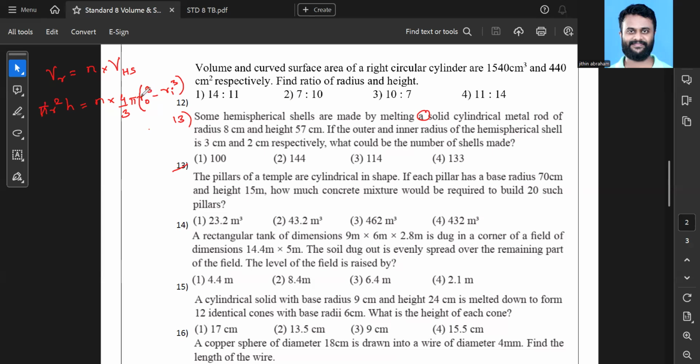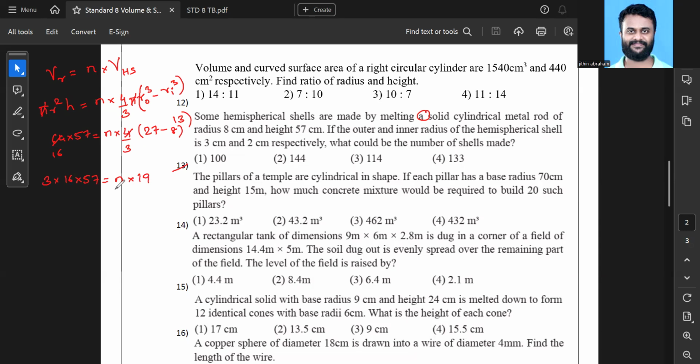Okay, so first of all what I can do is cancel pi, and then for the radius, let me substitute 8 multiplied by 8 is 64, multiplied by the height 57, is equal to n multiplied by 4 divided by 3. Now 4 gets cancelled with 64 to give you 16, multiplied by, in the bracket, outer radius cube, 3 cube is 27, minus inner radius cube, 2 cube is 8. So on the left hand side, I take 3 to the other side. So this gives me 3 multiplied by 16 multiplied by 57. Right now I'm keeping them separate. Is equal to n multiplied by 27 minus 8. How much is that? 19.